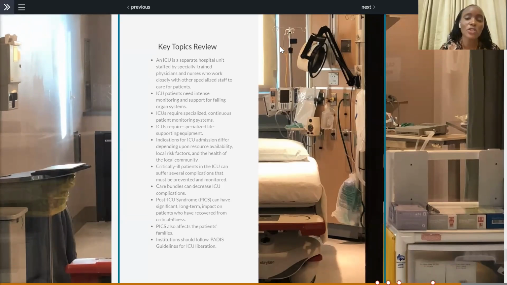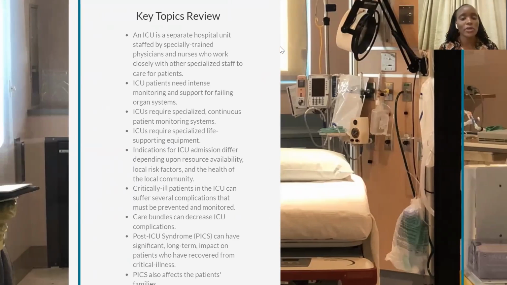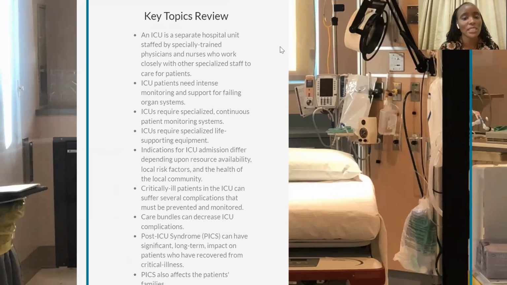So the key topics, we've come to the end of the session. One of the key things that we want to have at the end of this is that an ICU is a separate hospital unit staffed by specially trained physicians and nurses who work closely with other specialized staff in care for patients. ICU patients need intense monitoring and support for failing organs, and ICUs require specialized continuous patient monitoring systems. They also require specialized life support equipment. They differ depending upon resource availability, local risk factors, and help of local communities.